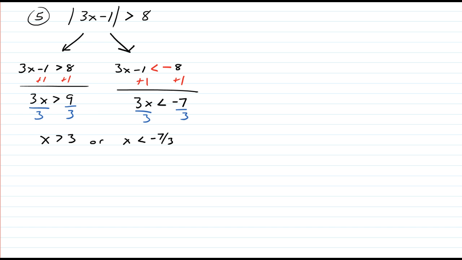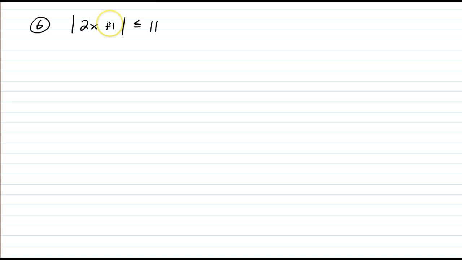Now something else to notice is here we had a minus 1, and when I rewrote it, it stayed a minus 1. So what's inside the absolute value bars, those signs don't change. The number on the outside, this was a positive, stayed positive, but here this changed to a negative 8. Alright, so let's try 5b on your own. Absolute value of 2x minus 5 is greater than or equal to a positive 7.